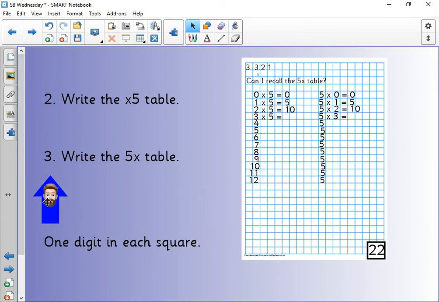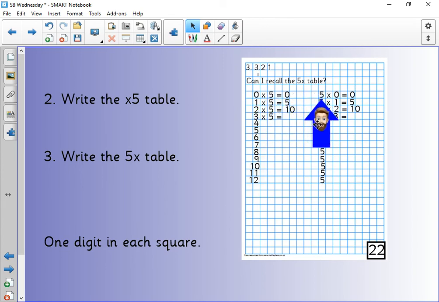When you've done that, your third instruction is to write the 5 times table. So in this table, we always start with the number 5. So 5 lots of 0 equals 0. 5 lots of 1 equal 5. 5 lots of 2 equal 10. And you keep going, okay, until you get up to 5 lots of 12 equal, and you should get to 60.